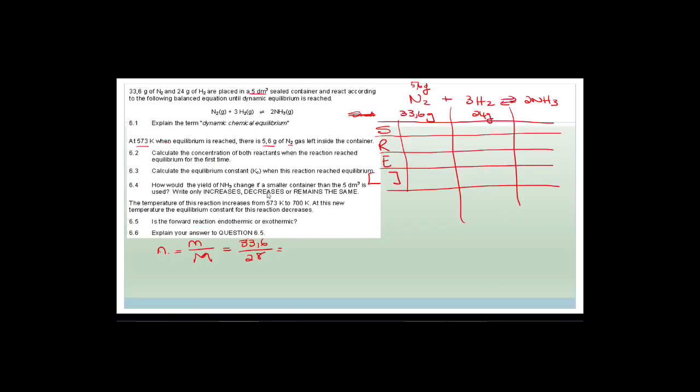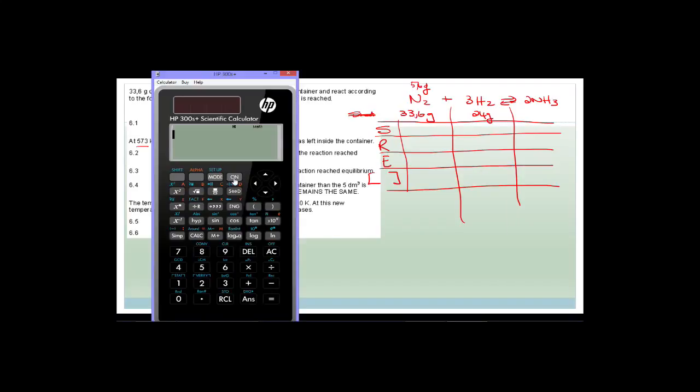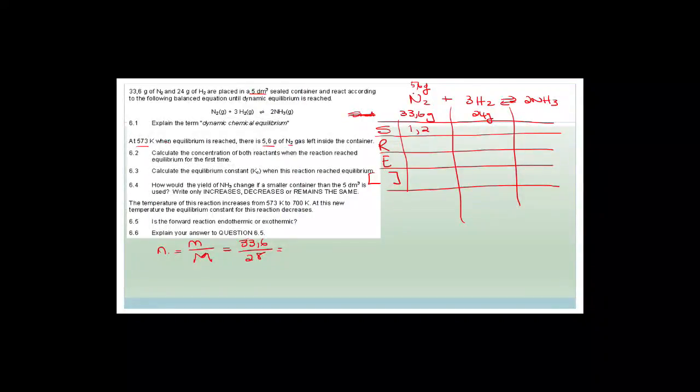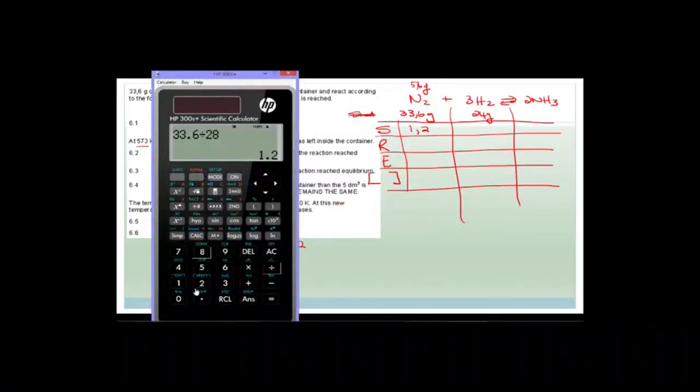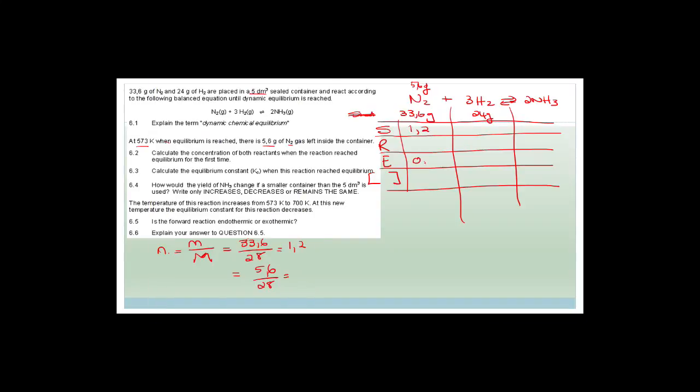Okay, so let's get the calculator out. 33.6 divided by 28 equals 6 over 5 or 1.2 moles. So we started with 1.2 moles. We ended with 5.6 divided by 28, which equals 1 fifth, which is 0.2. So at equilibrium, we had 0.2.